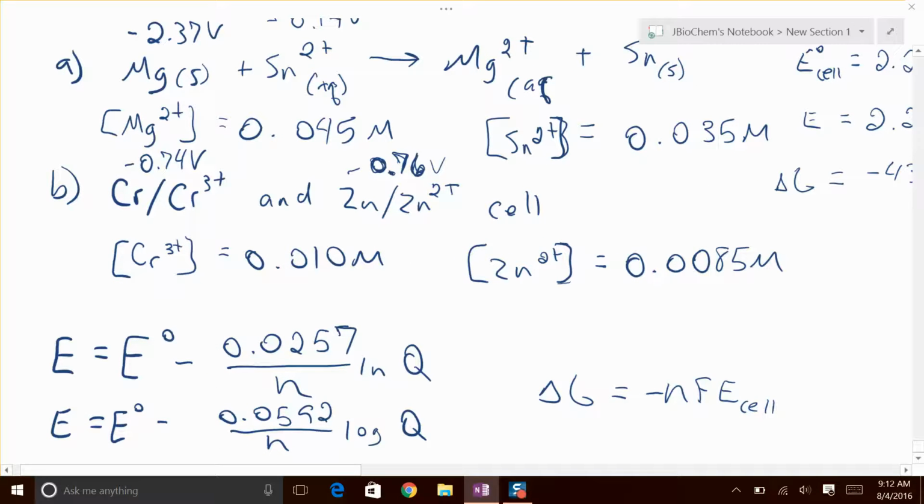Okay, so for A, this is our reaction. The magnesium is at a concentration of 0.045. Tin is at a concentration of 0.035. You're going to solve for E naught, then solve for E, and then solve for delta G, because you need E to solve for delta G. For E naught, you do the subtraction of these reduction potentials, 2.37 minus.